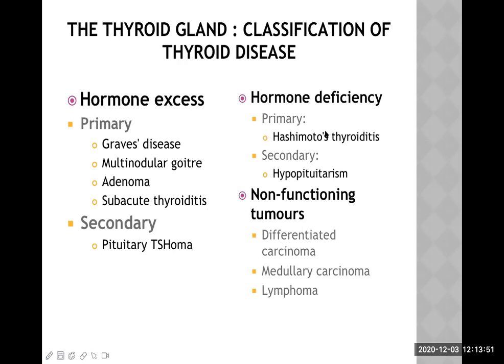Hormone deficiency conditions are primary and secondary again. Primary is Hashimoto's thyroiditis, secondary is hypopituitarism, when the pituitary gland is not functioning well. And then some non-functioning tumors also occur in the thyroid gland. They are differentiated carcinoma, medullary carcinoma, and lymphoma. Among these, papillary carcinoma of thyroid and follicular carcinoma of thyroid are very common.